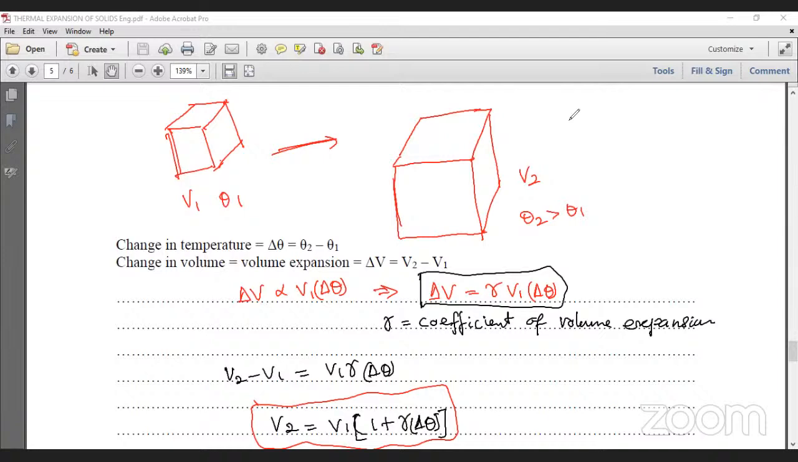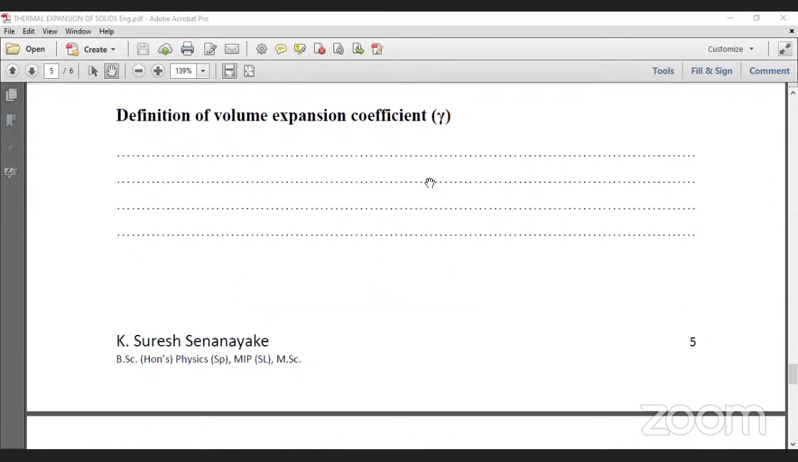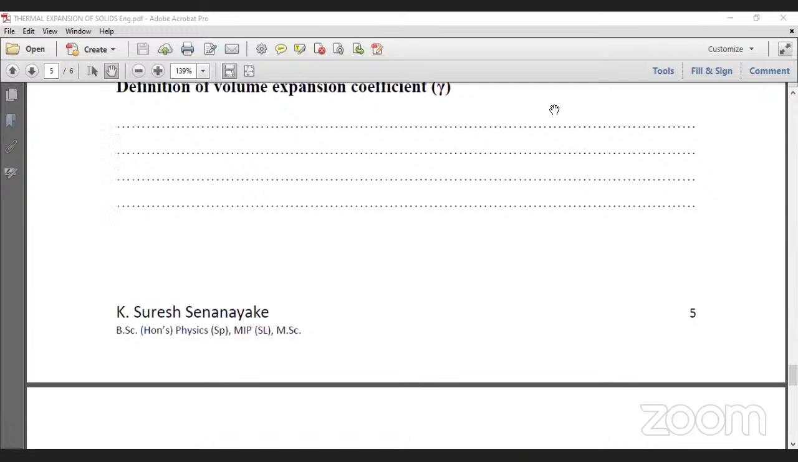And the definition is also similar to this. Now you know that you can write it yourself also, right? So gamma equals delta V over delta theta. So the definition you can write there is: the increase in its volume per unit rise in temperature is called the volume expansion coefficient of the material.